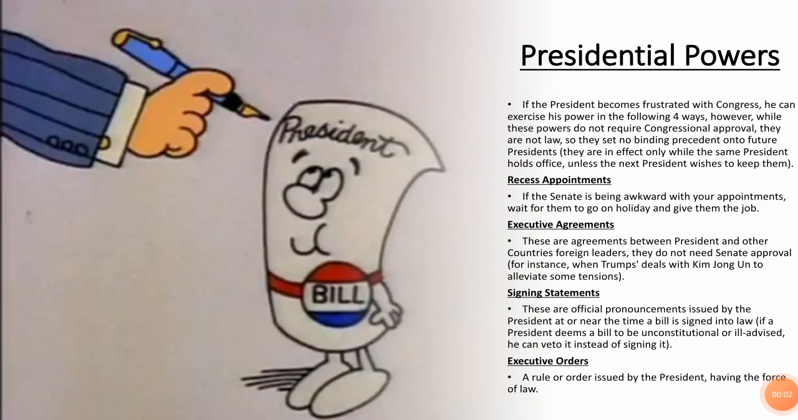Alright, so now we're at part 2. We're going to move on to presidential powers. If the president becomes frustrated with Congress, he can exercise his power in the following 4 ways.